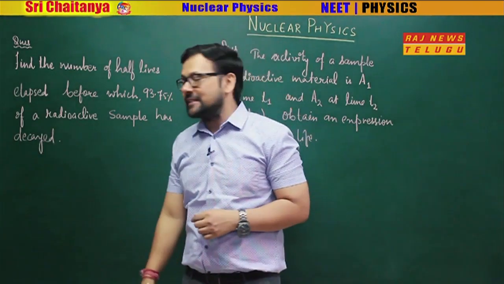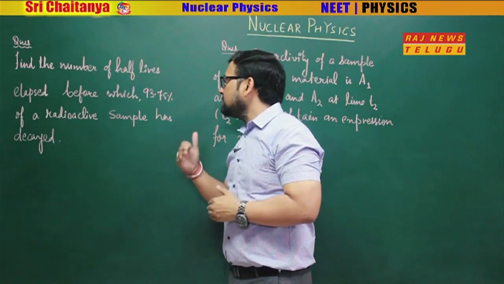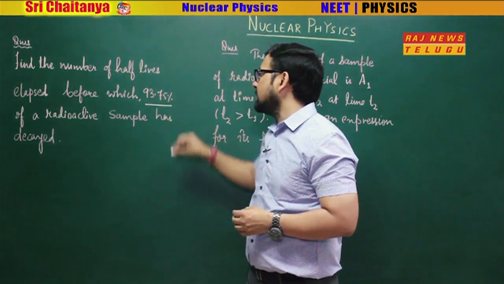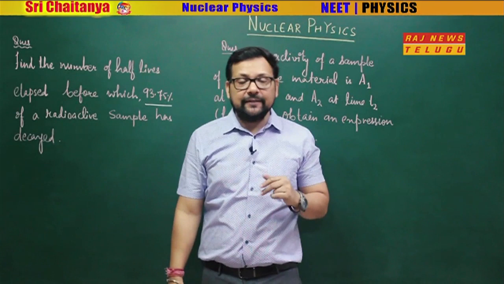See, the first question. Find the number of half-lives elapsed before which 93.75% of a radioactive sample has decayed.